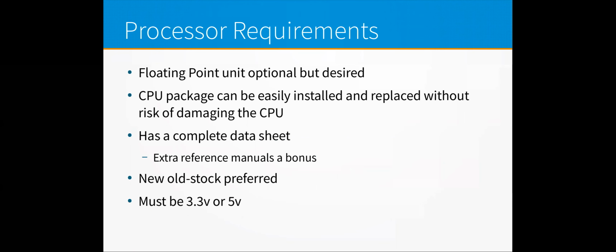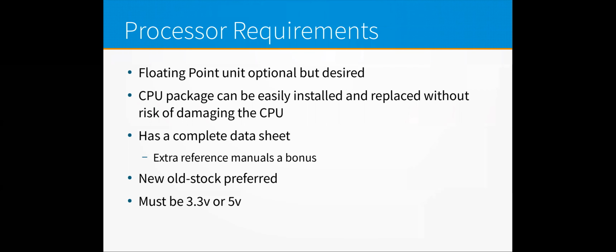So I need to choose a processor. I would like to have a floating point unit just because that's really cool to have. I need to make sure the CPU package can be easily installed or replaced without risk of damaging the CPU or the socket. And I'll get into what that means in a little bit. It needs to have a complete data sheet because there's no way I'm going to just start applying power to random pins to see if it works. That's a real good way to start a fire. So that's not going to happen. And if I have extra reference manuals, that's a bonus as well.